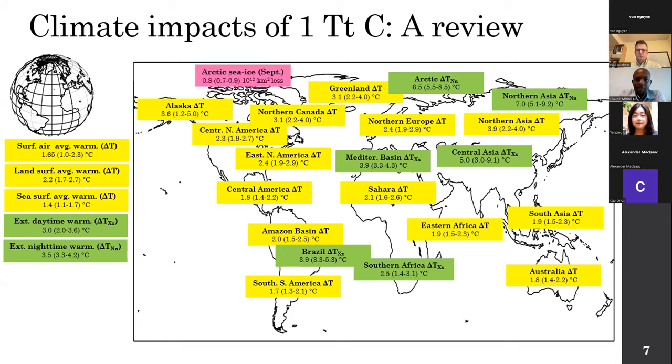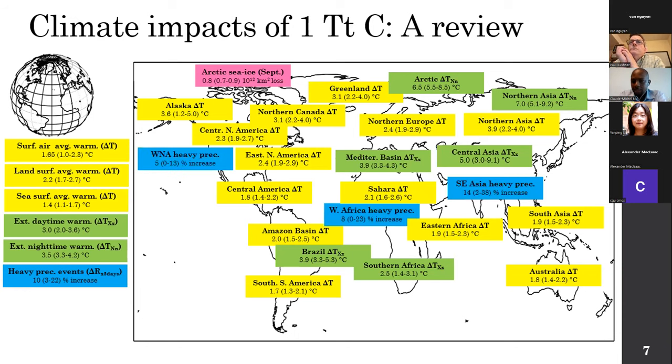There are also results showing that Arctic sea ice extent will decline linearly with cumulative emissions. The estimate for September decline is about 8.8 square kilometers per ton of cumulative emissions. Heavy precipitation events globally also scale linearly with cumulative emissions, and globally there is an estimated increase of 10% for 1 trillion tons of cumulative emissions.